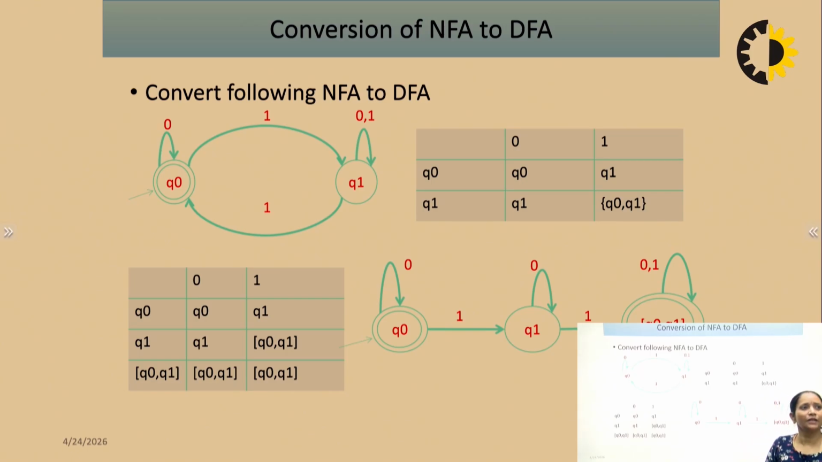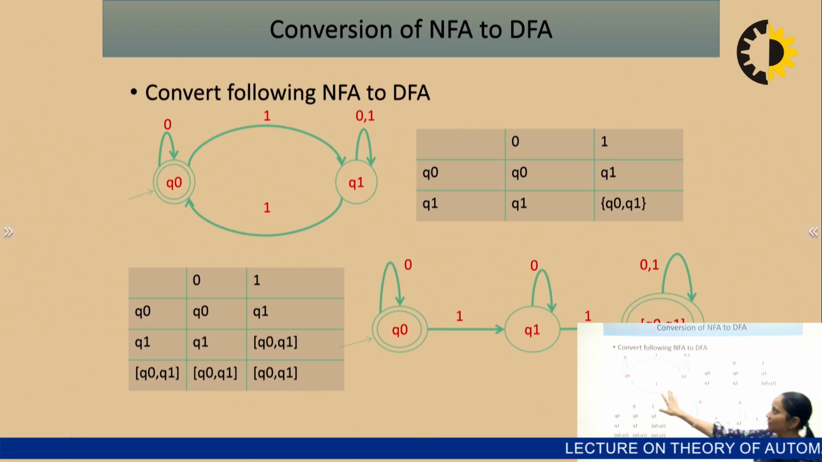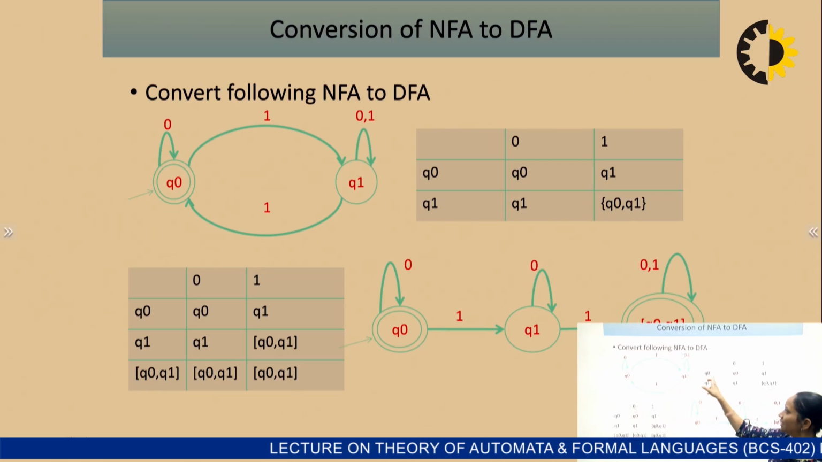How can we convert the NFA into a DFA? This is one more important question that can be asked in the university examination. Suppose this is the transition diagram. From this transition diagram, we will make the transition table. There are 2 states, Q0 and Q1. Here Q0 is the initial state and Q0 is also the final state.